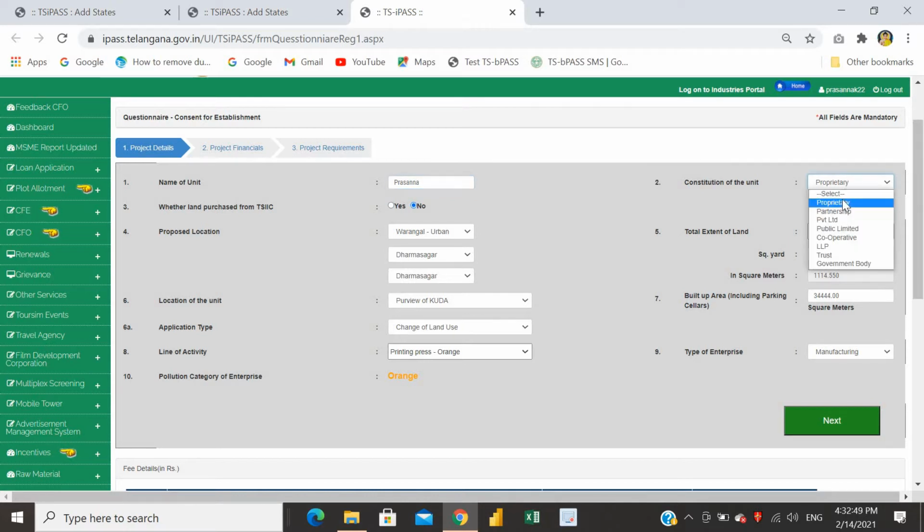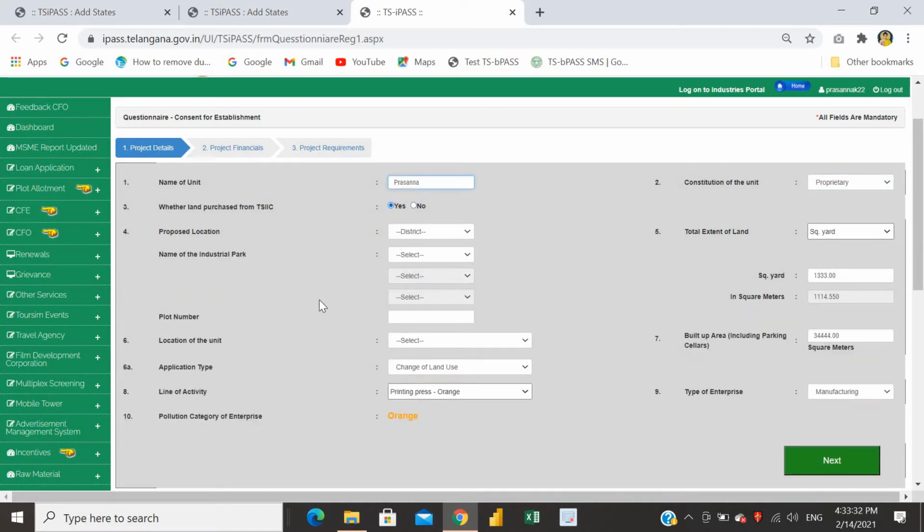Constitution: proprietary. Under the constitution I shall read out the types of units: proprietary, partnership, private limited, public limited, cooperative, LLP, trust, government. I'm going with the proprietary kind of constitution. Whether the land was purchased from TSIIC. TSIIC means Telangana State Industrial Infrastructure Corporation. If you have bought the land from an industrial estate or an industrial park, it is deemed to be purchased from the TSIIC. So you have to state whether it is purchased from the TSIIC or not.